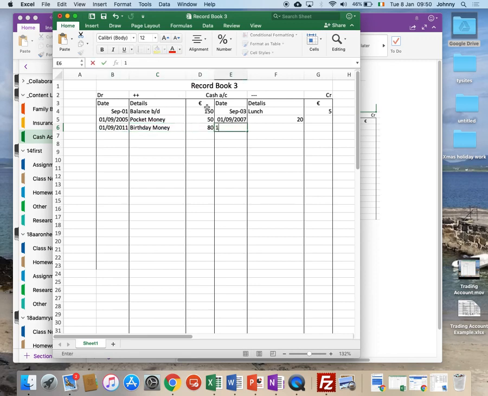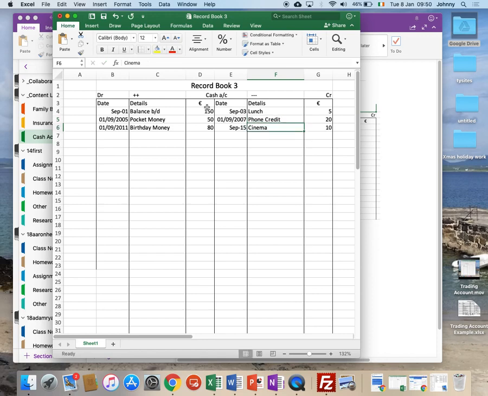CR, so, and it's cinema. How much is it? €10. And I just realised I put that 20 in the wrong place. What was that 24? That was phone credit.